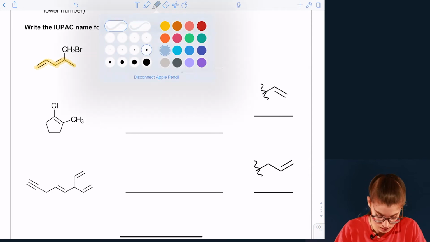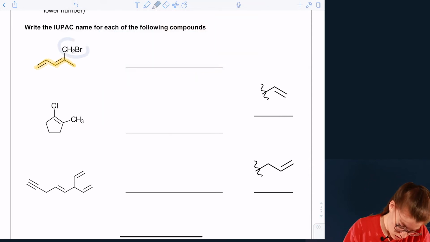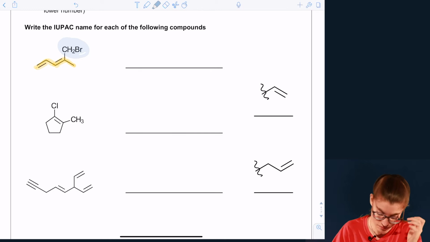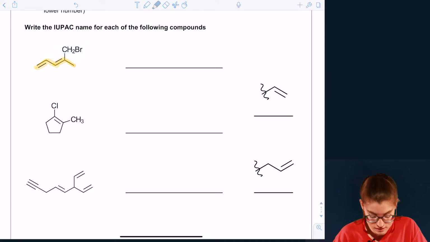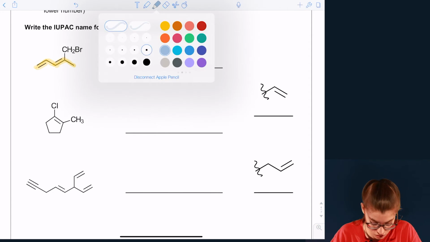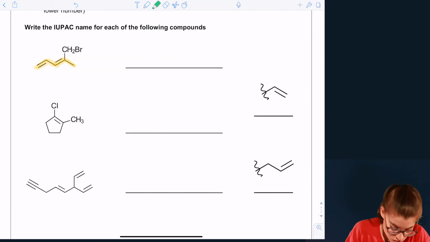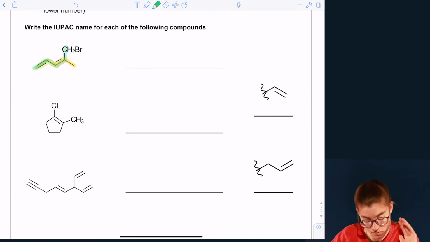All right, and we have a substituent. This is our substituent here. Oh, actually, now that I'm looking at it, let's back up. Let's consider this. I actually have 2 different parent chains I can choose. I can choose this yellow one, or I can choose the green one as my parent. Notice they both have the same number of double bonds and they both have the same number of carbons. But the green one has more substituents than the yellow one. Let's take a look at that.